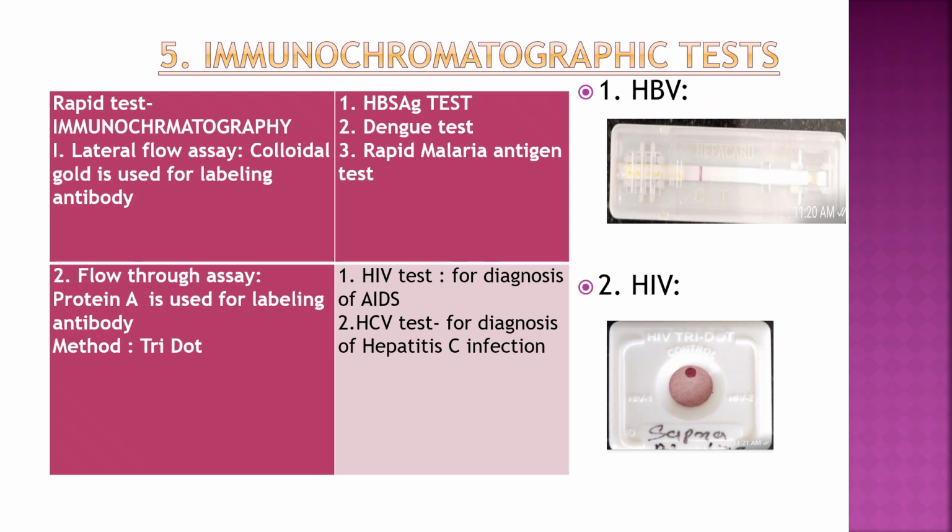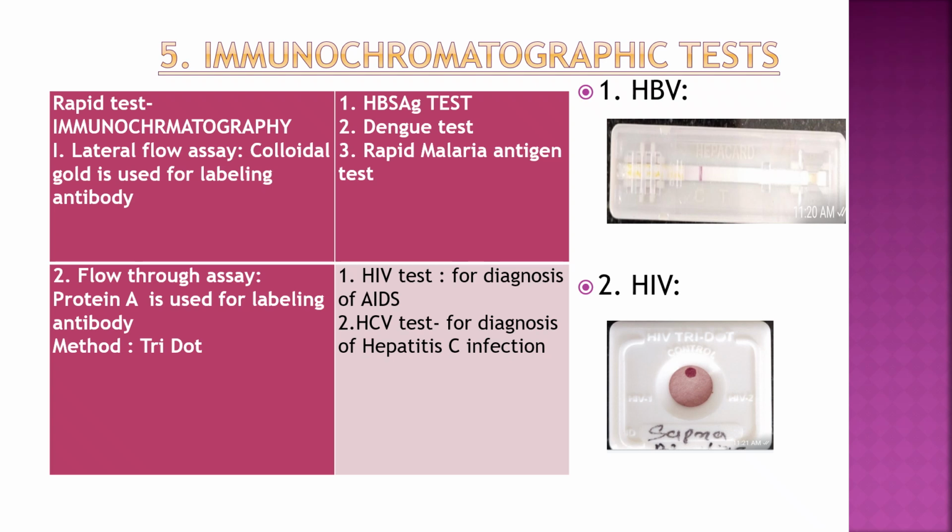Fifth is the immunochromatographic test. They are also called rapid tests because the result can be seen within half an hour, and they are also called point of care, POC, tests because they can be done in the routine OPD procedure. There are two types, lateral flow and flow through.